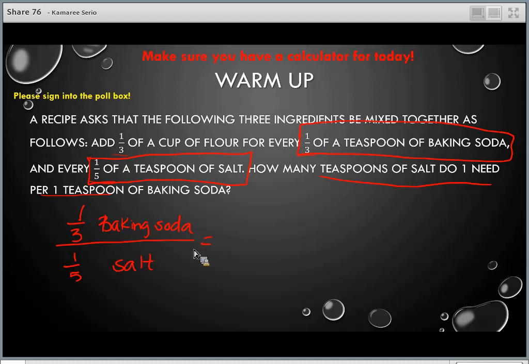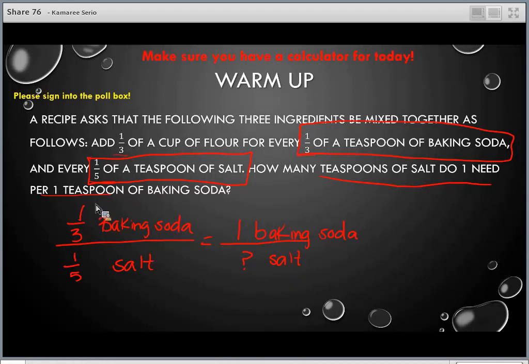Okay, so I want to know how much salt I need if I am using 1 teaspoon of baking soda. So since I'm using 1 teaspoon of baking soda, the 1 goes on top, because your units always have to line up. So up top I have baking soda, which means on the bottom I need to have salt. So I don't know how much salt I need.